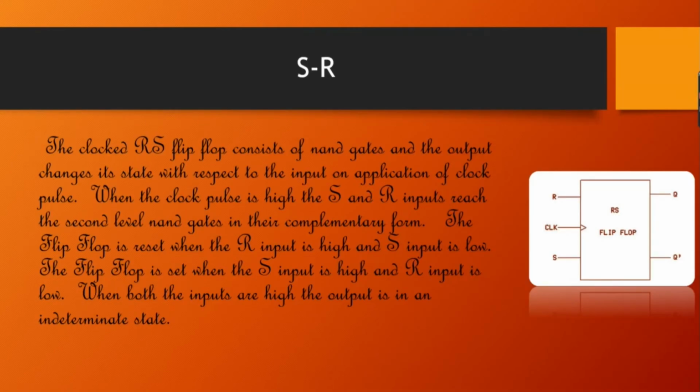SR flip-flop. The clocked RS flip-flop consists of NAND gates and the output changes its state with respect to the input on application of clock pulse. When the clock pulse is high, the S and the R inputs reach the second level NAND gates in the complementary form. The flip-flop is reset when the R input is high and the S input is low.